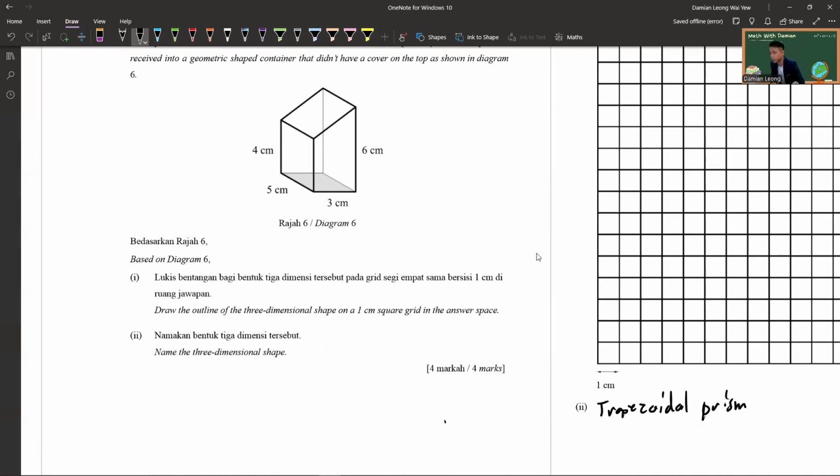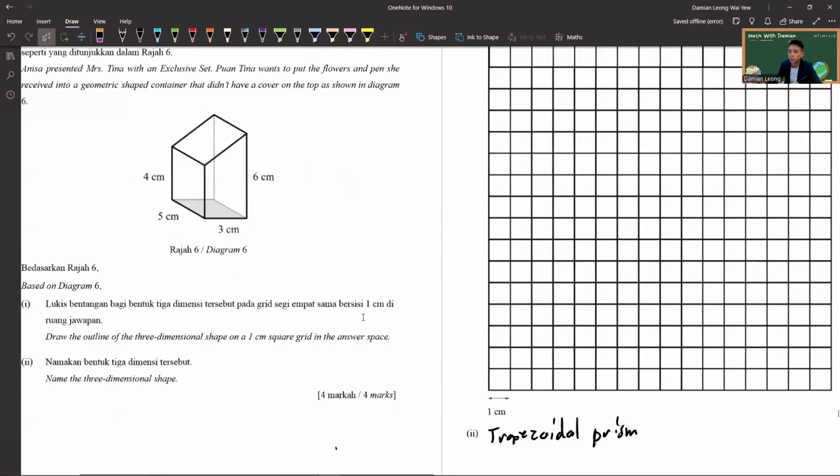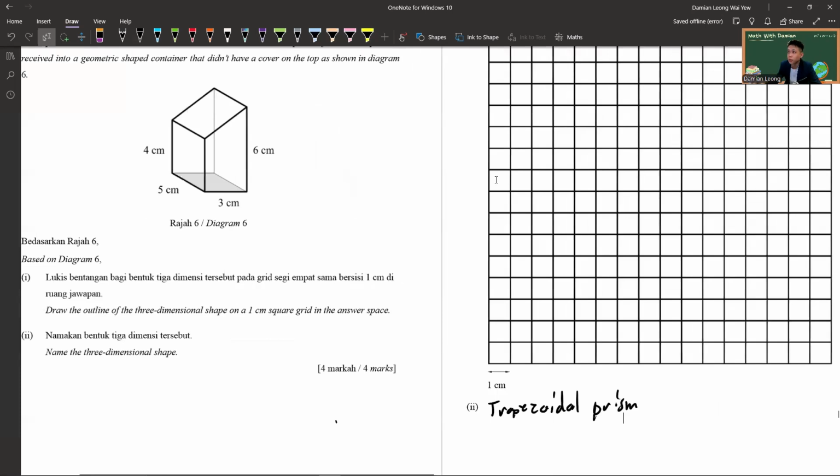Okay, where the cross-sectional area is a trapezium shape. So outline of the 3D shape. So we follow, let's say I start from the bottom. Okay, 5 cm by 3 cm. So draw 5 cm wide, 3 cm height, draw in the middle. Okay, then use red color, easier to see.